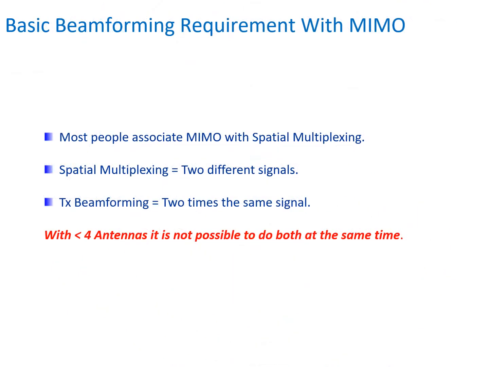Now, most people associate MIMO with spatial multiplexing today, and remember, spatial multiplexing is basically 2 different signals. Same frequency, 2 different signals. Transmit beamforming, though, is 2 times the data on the same signal. So we have one frequency with the data being transmitted twice. So with anything less than 4 antennas, it's really not possible to have spatial multiplexing and beamforming running concurrently. So to get the full benefit, we really do need 802.11ac.